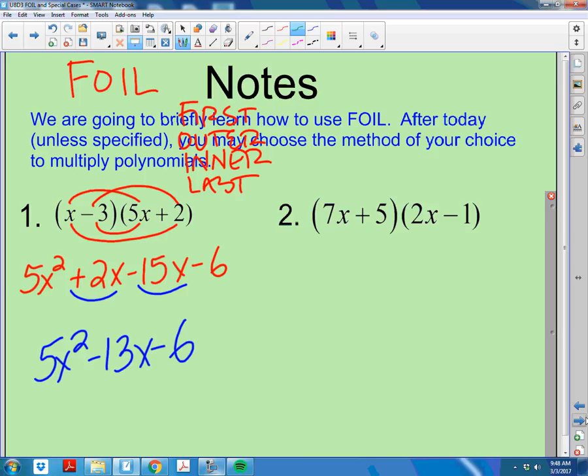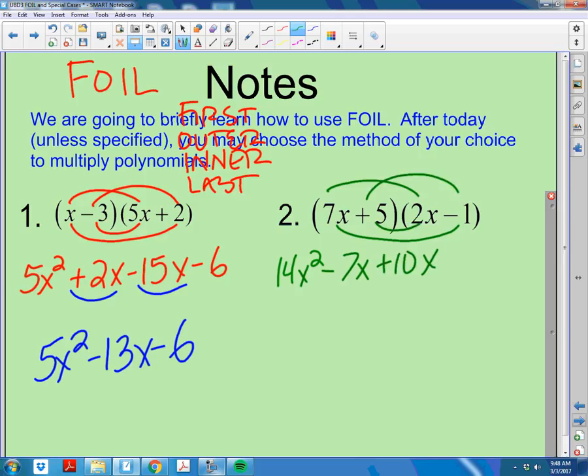So here we go on the next one. What do we connect initially? Which two terms? 7x and 2x, which gives us 14x squared. And then? Nope. It's spelled FOIL, not FIOL. Outer, F-O. Outer is 7x and minus 1, which is minus 7x. Inner, plus 10x. And last, minus 5.